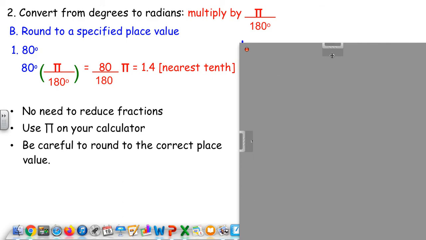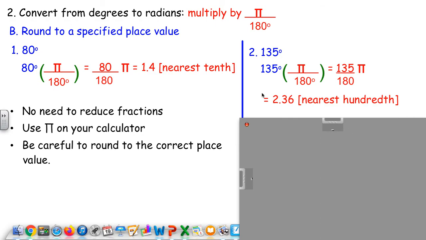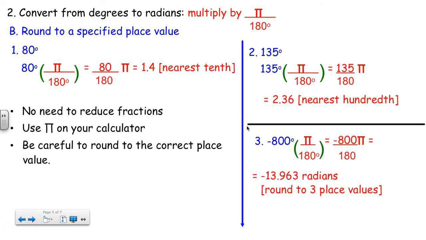And then let's look at the next one. This time I want it to be rounded to the nearest hundredth. So same thing, 135 over 180. Degree signs cancel. I get a pi. When I do this on my calculator, I end up with 2.36, right? So 135 times the entire pi divided by 180, or 135 divided by 180, then multiply by pi. Up to you. And then the last one, negative 800 degrees.